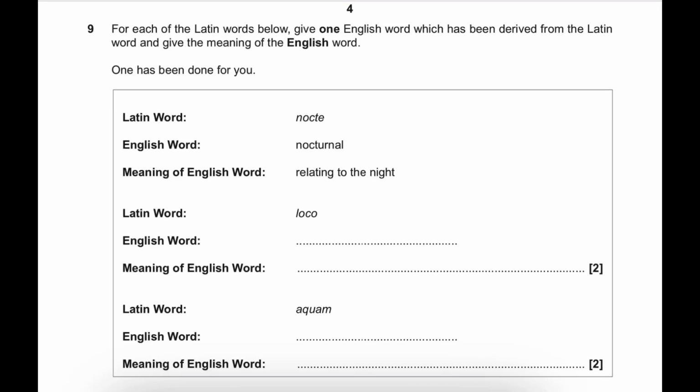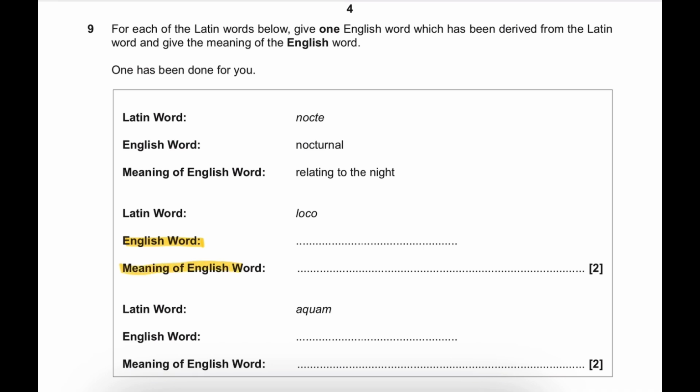Today on The Sensible Thing, we will be showing you how to answer the derivation questions for the OCR GCSE language paper and how to do it easily and very nearly painlessly. You get 2 derivation questions in your exam, each worth 2 marks. You get 1 mark for correctly naming a word derived from the Latin and 1 mark for defining this word.